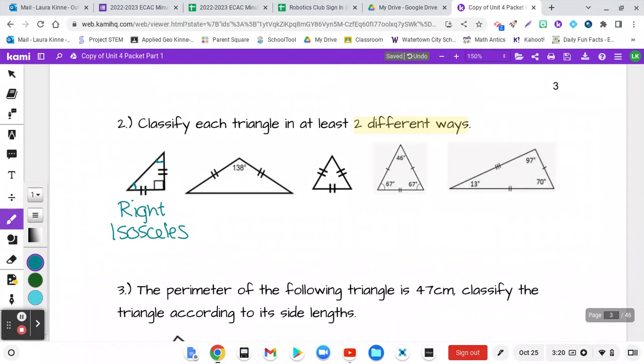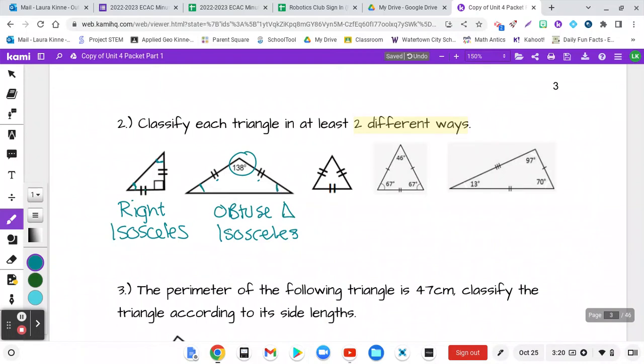Okay, the next one, I can see this obtuse angle. So it's an obtuse triangle. And again, because of these markings right here, that tells me those are 2 congruent sides, which means that's also isosceles. And that would make these the same as well.